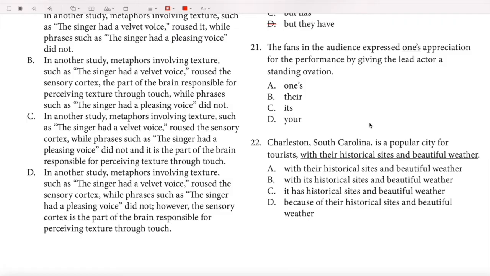I tell you what, if you're not sure about it, sometimes just plugging them all in will guide you. So we've already read A, and it's kind of weird. Let's try B, C, and D. Plug in B. The fans in the audience expressed their appreciation for the performance by giving the lead actor a standing ovation. How's that? I like that one. Let's keep it. Now try C. The fan in the audience expressed its appreciation for the performance by giving the lead actor a standing ovation.